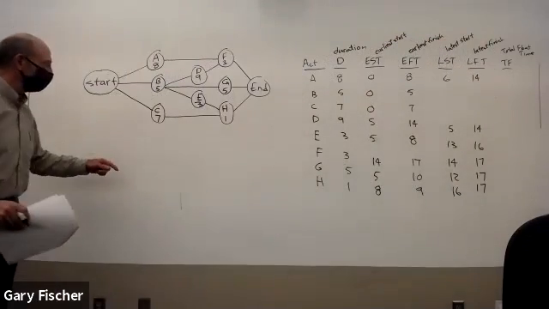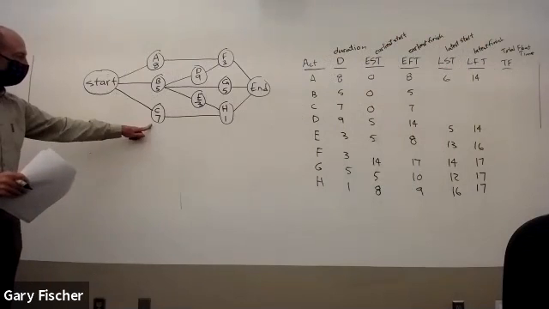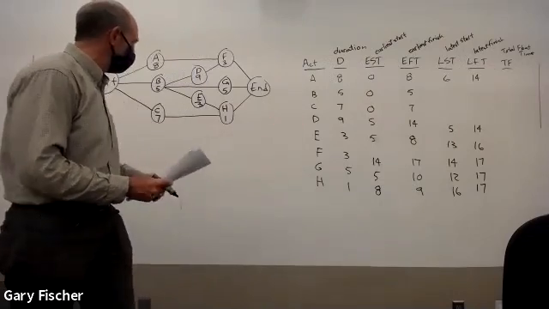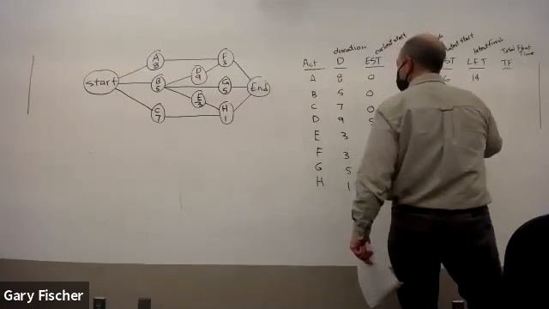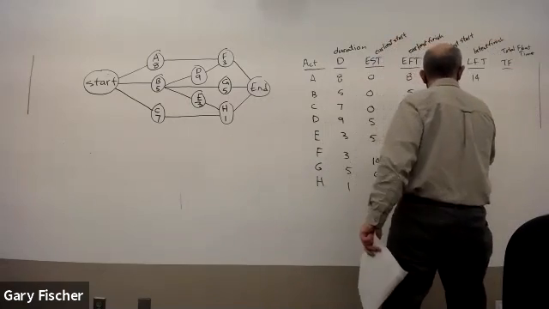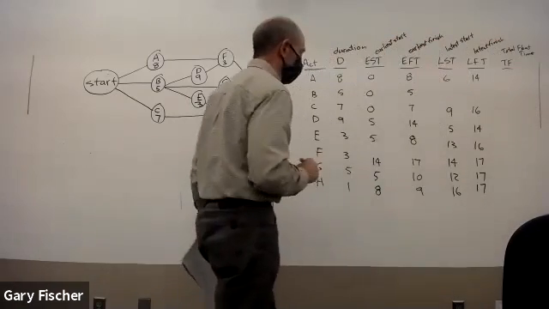Okay, let's do C first. C is followed by H. The earliest finish time for H is 16. So that's the latest finish time for C. 16 minus 7 is 9. That's its latest start time.